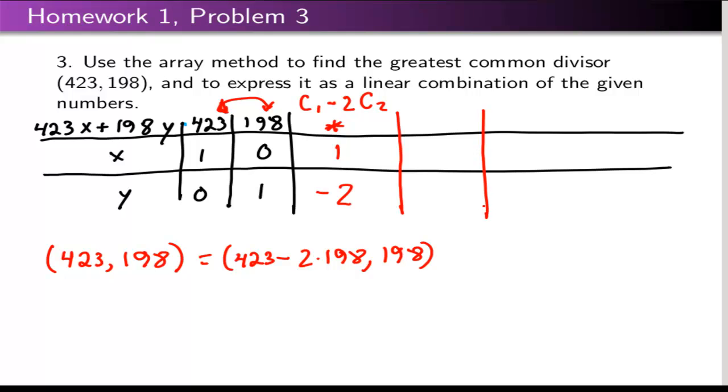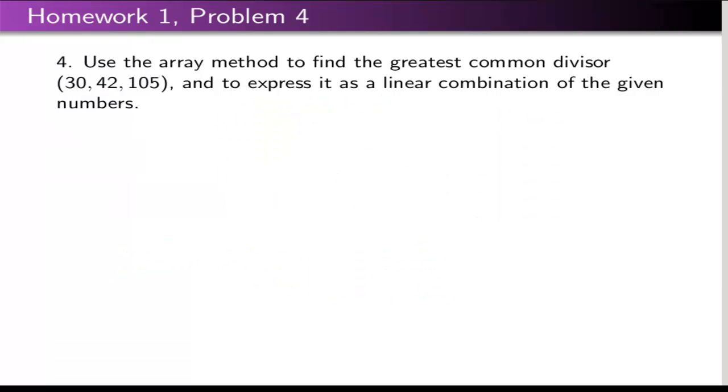And so you keep going, just as you would in the Euclidean algorithm, until you finally get a 0 in one of your entries, and then the GCD is sitting here as in the previous one. Okay, so we have a completely worked out example in the lecture notes you can look at. And then the array method can be applied in problem 4 with 3 numbers.